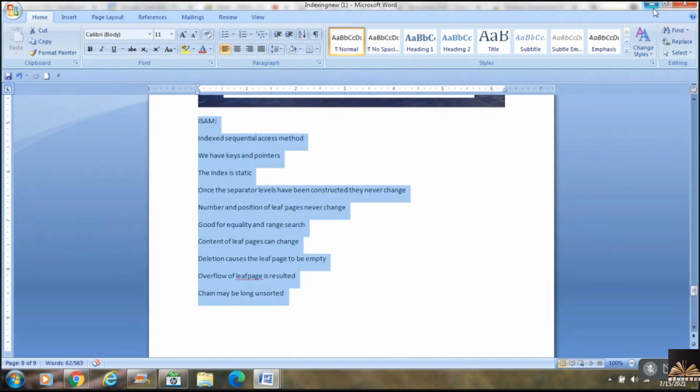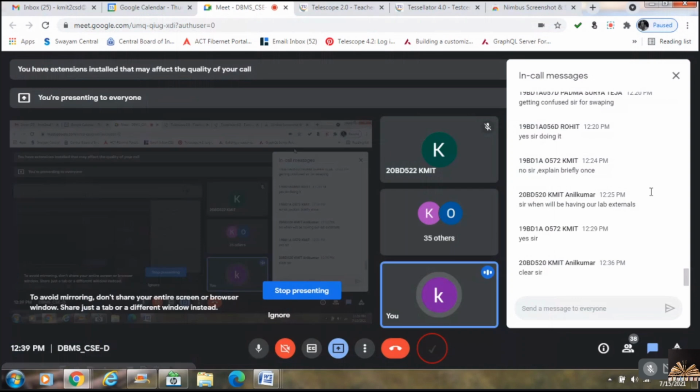An example I'll be covering in the next class. So this is a briefing about ISAM and B plus tree. If you have any questions you can ask, or else I'll just switch on the activities for you.